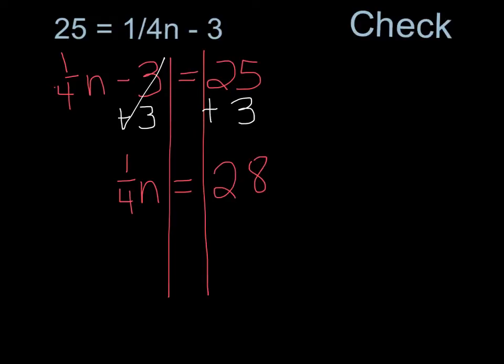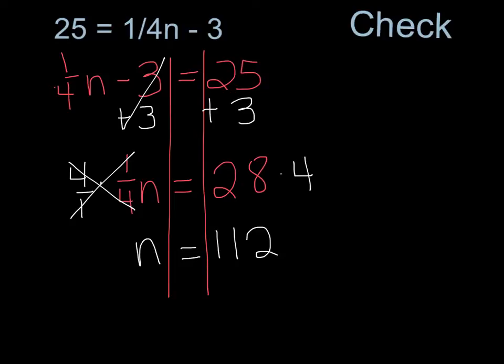What we learned in the last lesson is to undo a fraction, we use its reciprocal. So the reciprocal of 1/4 would be 4/1, which is just simply 4. So we multiply 4 on both sides of the equal sign. These will cancel, and we're left with n equals 28 times 4 is 112. So we got n is equal to 112.